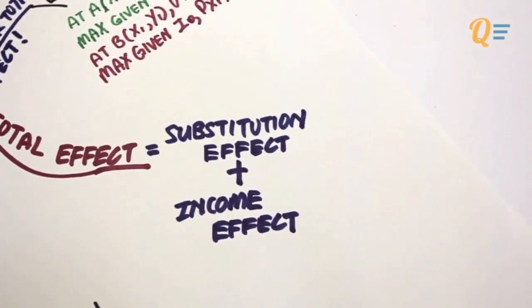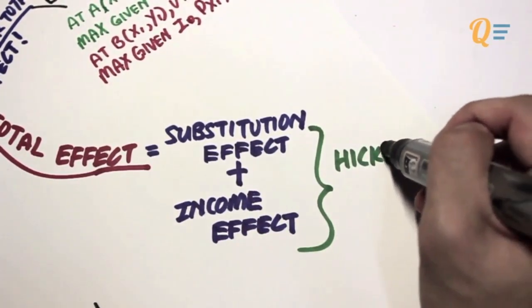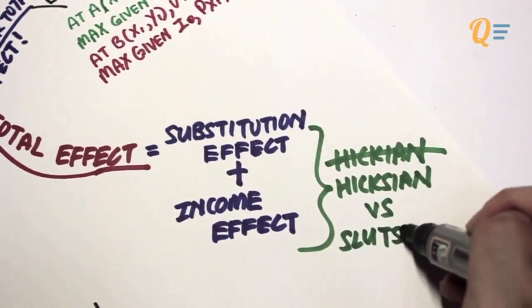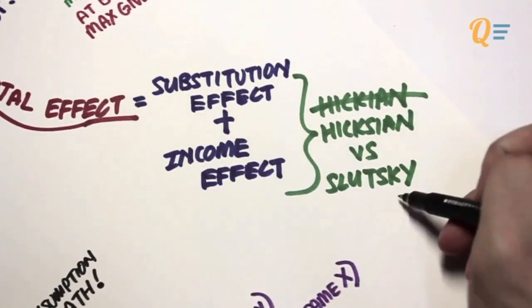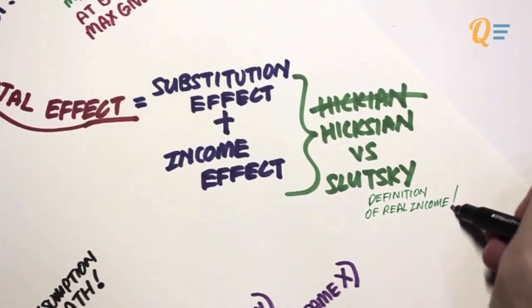to the final equilibrium. So this is where I introduced the concept of the Hicksian, just a spelling error there, the Hicksian and the Slutsky definition of real income. I'm going to go through this in just a little bit, so hang in there.